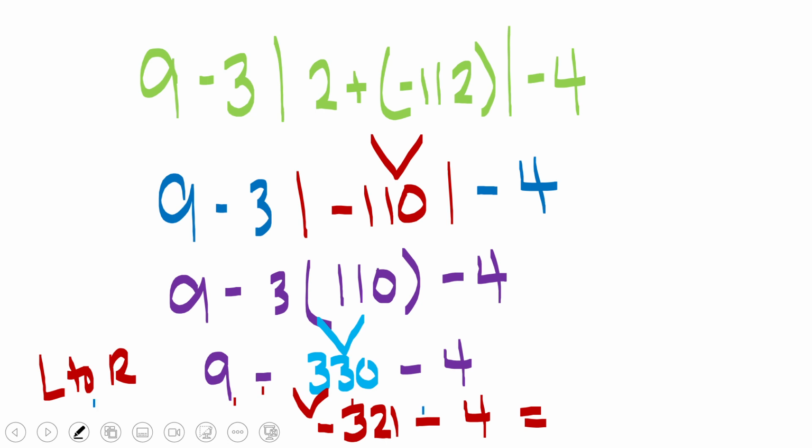Okay, we can add the opposite here. We can change our negative sign to a positive and attach the negative right up against the 4. We're adding more negative, so it's going deeper into the negative side of the number line. Negative 321 plus a negative 4 is negative 325. Circle your final answer. I hope this helps, and I'll see you soon.